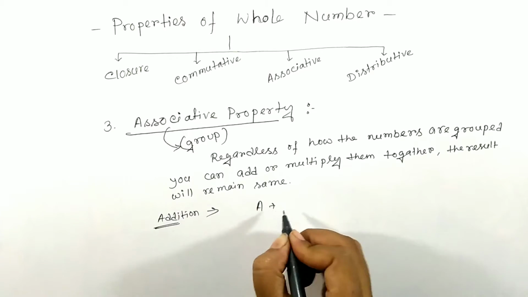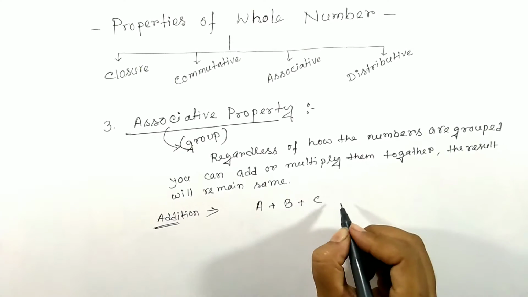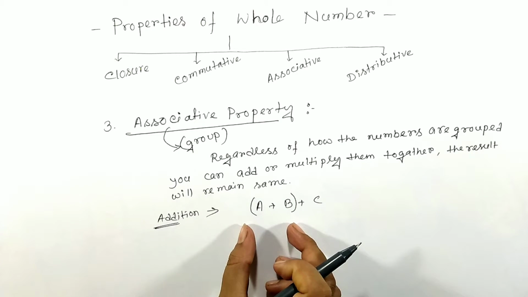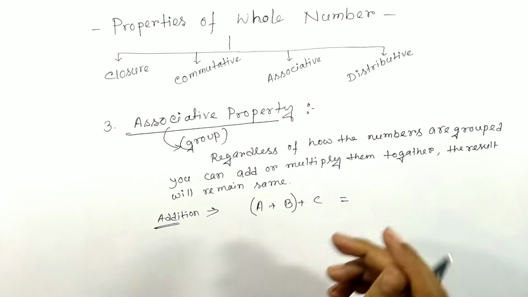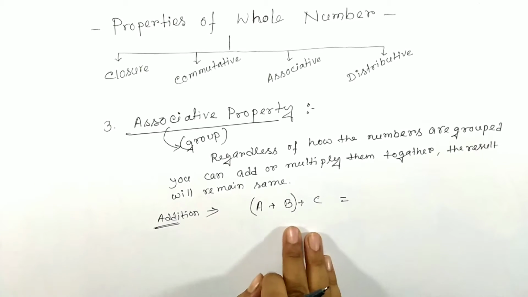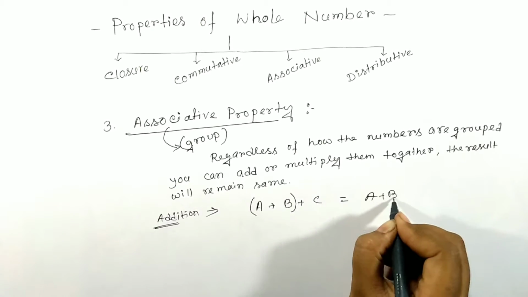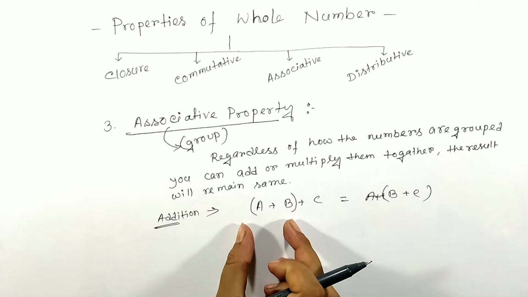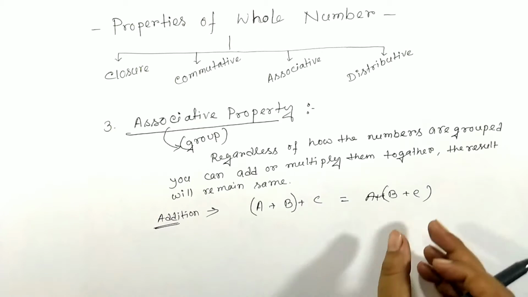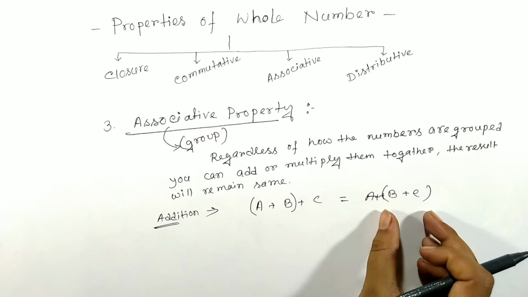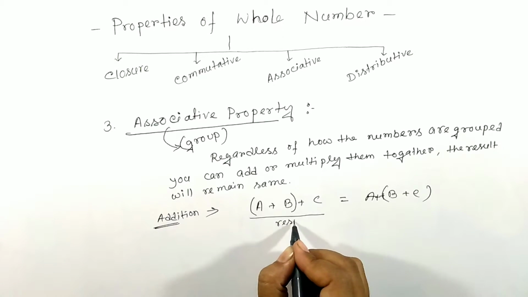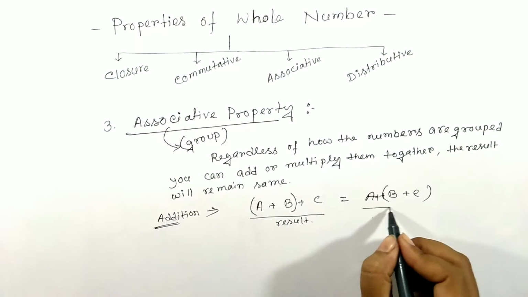That is, suppose you have 3 numbers A, B, C. If you group A and B together, then add C, the result is equal to the other grouping. Here A and B are grouped together, but there B and C form a group. So you will get a result that is equal to this result.